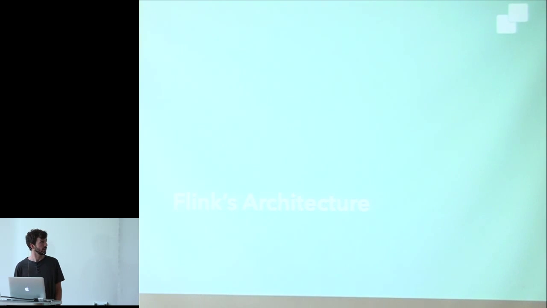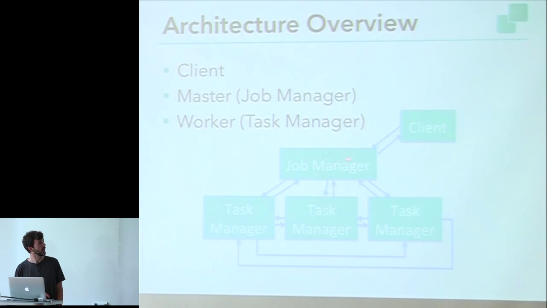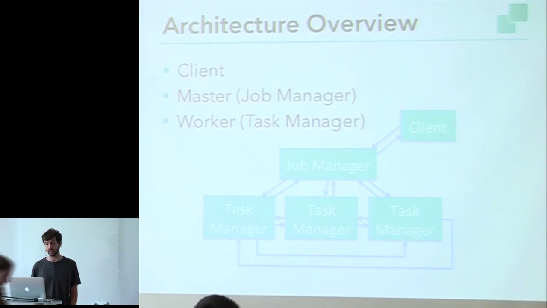If we look at the system, we want to know what the architecture of the system is and how it works internally. To give you an overview first, I want to show you that it's really simple and not so different from many other systems. We have the client, which is responsible for submitting programs and writing programs, and then we have the job manager, which is just another name for the master in Flink.